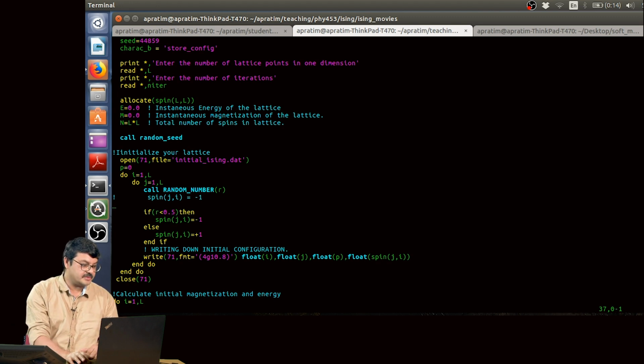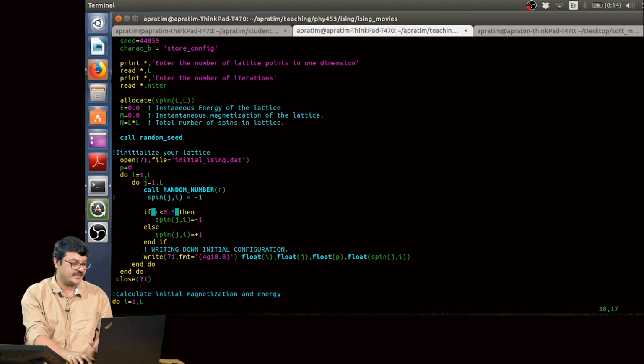So, if r is less than 0.5, then you say okay, give the value of the spin variable spin(j, i), one particular lattice site, where j and i are varying, do i equal to 1 to L, do j equal to 1 to L.